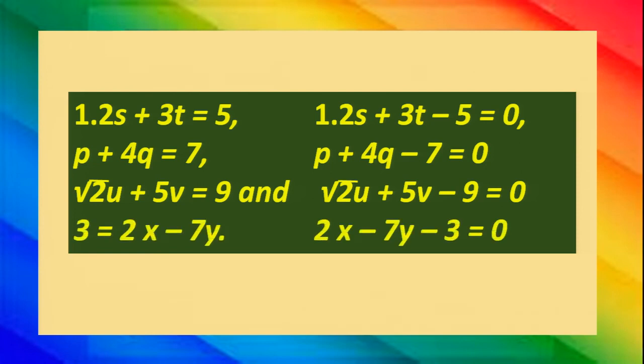Now the last one, we can rearrange 3 equal to 2x minus 7y in standard form as 2x minus 7y minus 3. So what is a here? A is 2, b is minus 7 and c is minus 3.